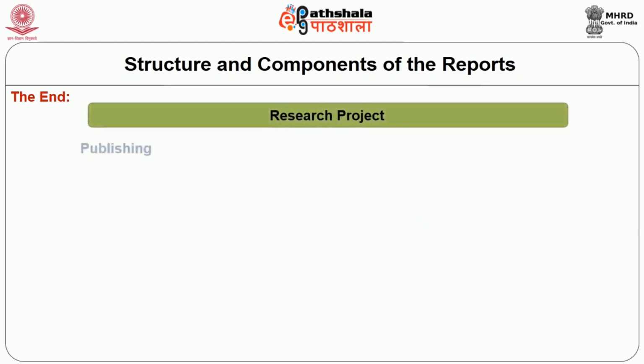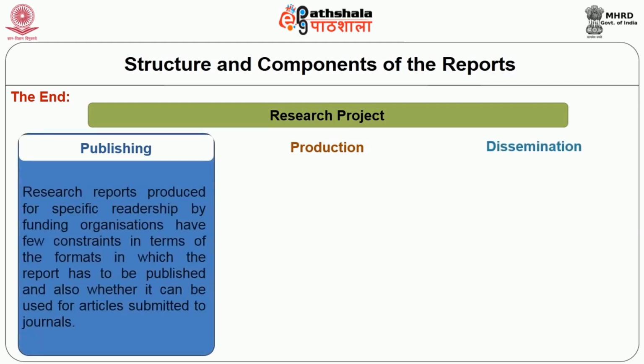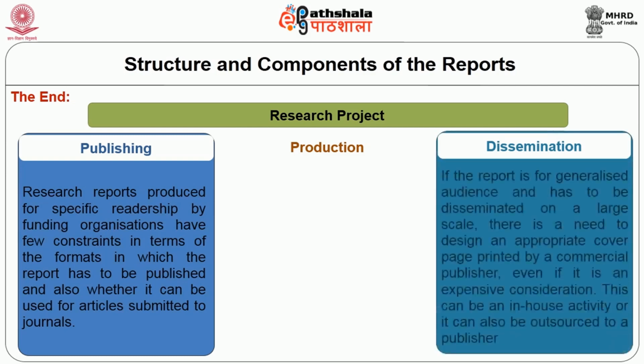The last and final step for a research project is its publishing, production, and dissemination. Research reports produced for specific readership by funding organizations have a few constraints in terms of the formats in which the report has to be published and also whether it can be used for articles submitted to journals. If the report is for a generalized audience, it has to be disseminated on a large scale, and there is a need to design an appropriate cover page printed by a commercial publisher. Even if it is an expensive consideration, sometimes it works well.